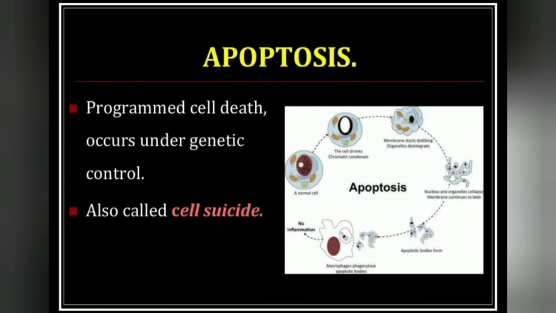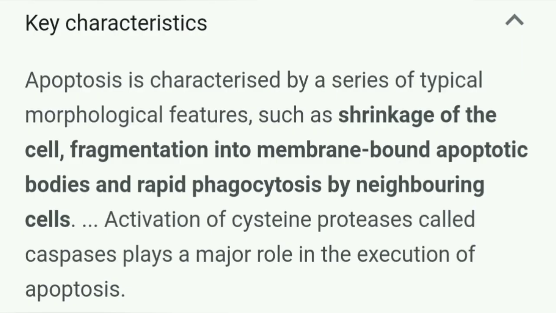Apoptosis, which is programmed cell death, occurs under genetic control, also called cell suicide. The key characteristics of apoptosis are a series of typical morphological features such as shrinking of the cell, fragmentation into membrane-bound apoptotic bodies, and rapid phagocytosis by neighboring cells. Activation of cysteine protease called caspase plays a major role in execution of apoptosis.